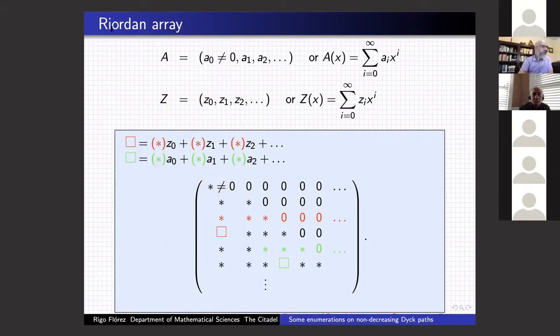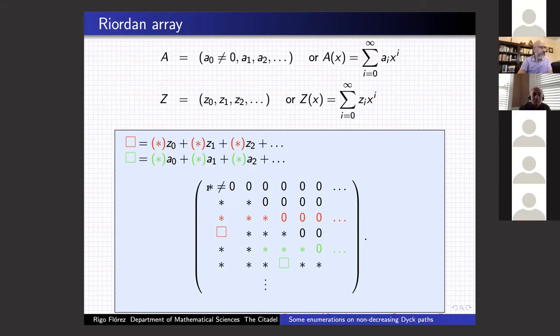So we are going to find the connections between non-decreasing paths or primitive paths and reordered arrays. I'm going to introduce here the idea of a reordered array. A reordered array is basically a generalization of the Pascal triangle. So people who discovered this were working with the Pascal triangle, and they found that it was possible to generalize this. And this is a lower triangular matrix that satisfies some conditions.